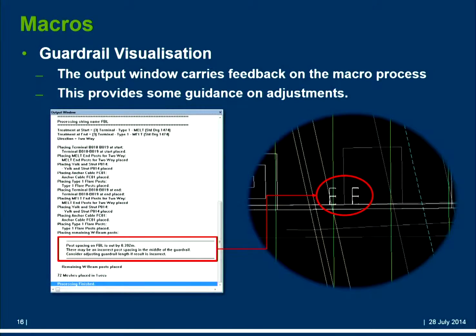It gives feedback in the output window, so that if it comes up with some posts that end up too close together in the middle, then it'll give you a warning, and you can adjust your guardrail string to suit that. Because it works from each end in towards the middle of the string, it doesn't work from the inside out. Made a bit more sense to work from each end. Before, with the representation of a guardrail string, you would never have known that was not going to quite work.